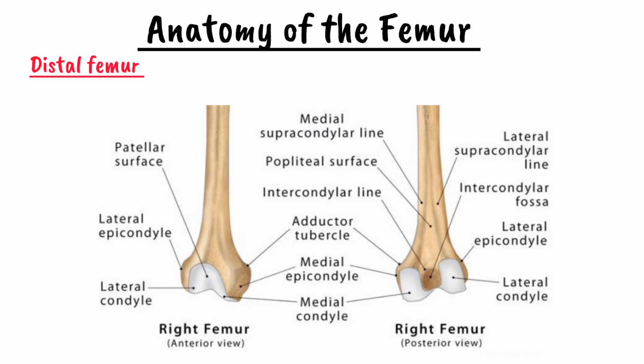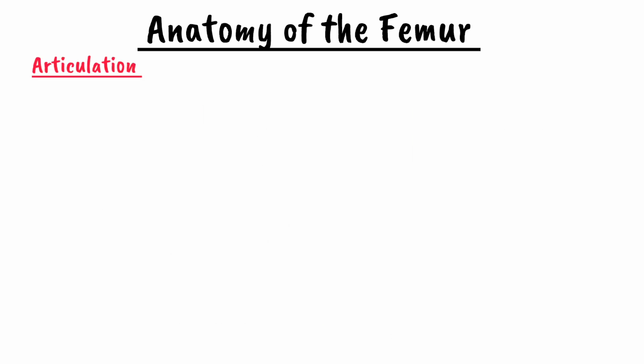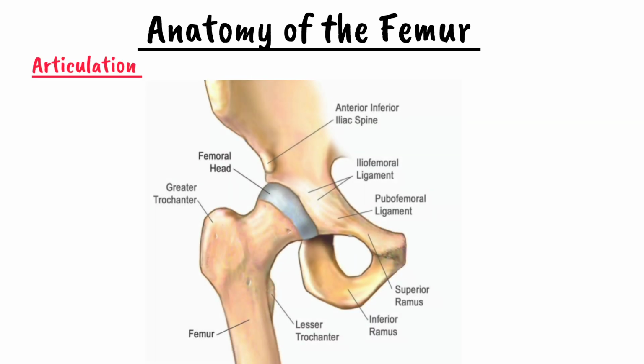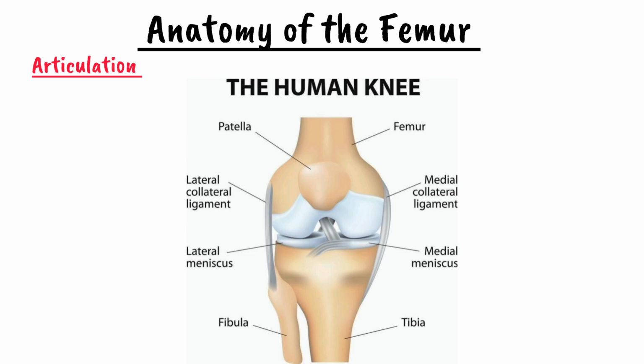Now let's talk about the joints and articulation of the femur. The first joint we have is the hip joint. This is a ball and socket joint where the rounded femoral head acts as a ball, while the acetabulum of the pelvis acts as the socket. Then the knee joint is a hinge joint formed by the interaction of the medial and the lateral condyle with the tibia and the patella.